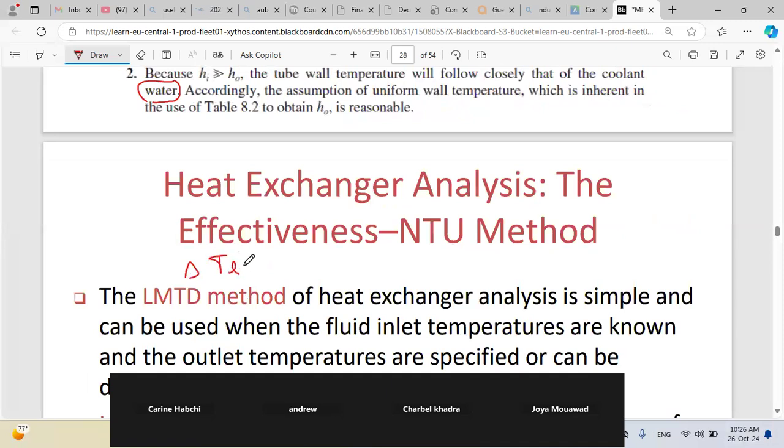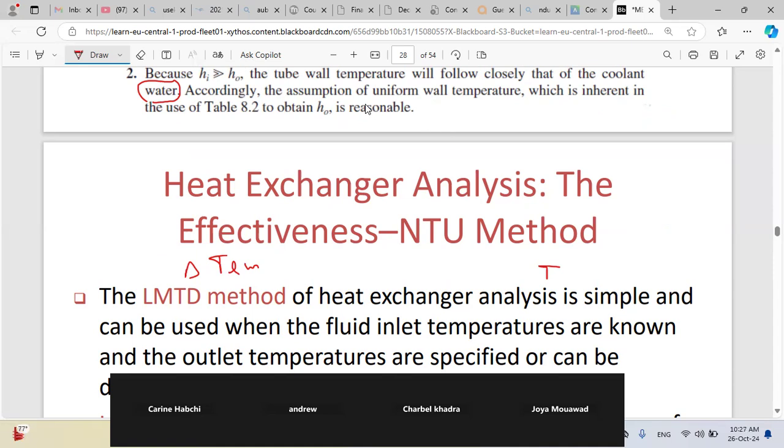of a heat exchanger analysis is simple and can be used when the fluid inlet temperatures are known and the outlet temperatures are specified or can be determined by energy balance expression. So if you have only one unknown temperature, you can use the logarithmic method because the energy balance will give you the unknown temperature, and you can use the methodology before with Q equal UA delta T logarithmic to find any unknown in the area, okay?